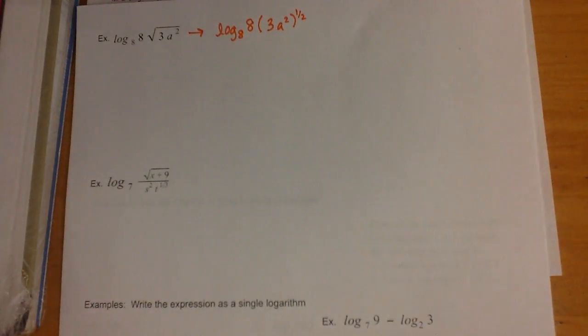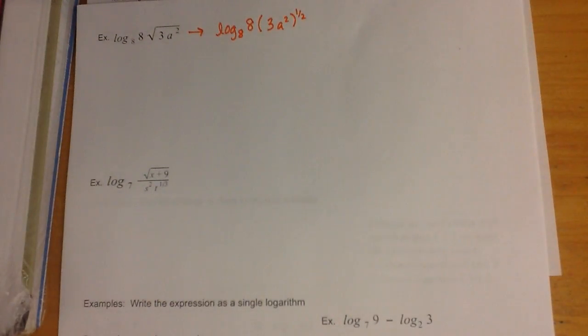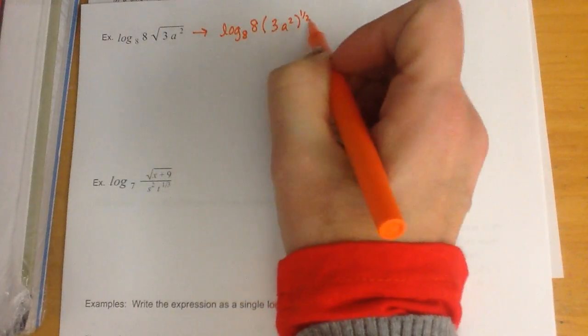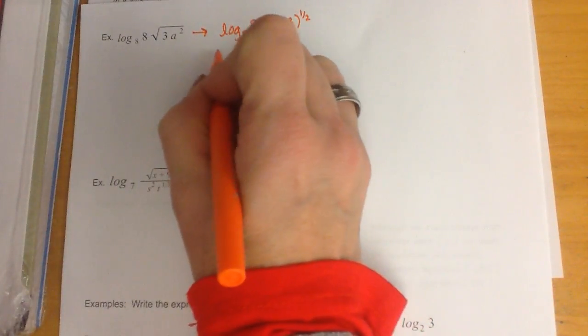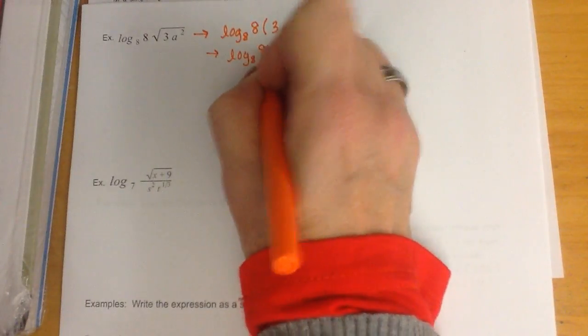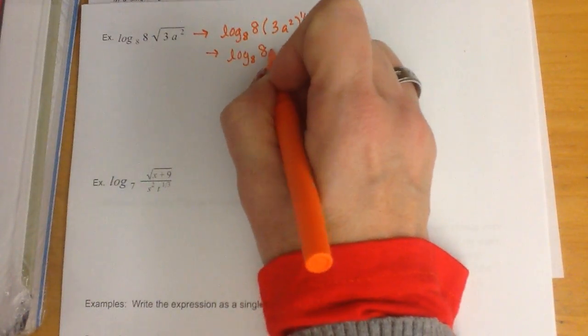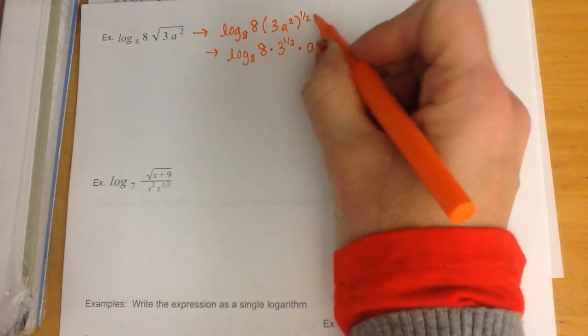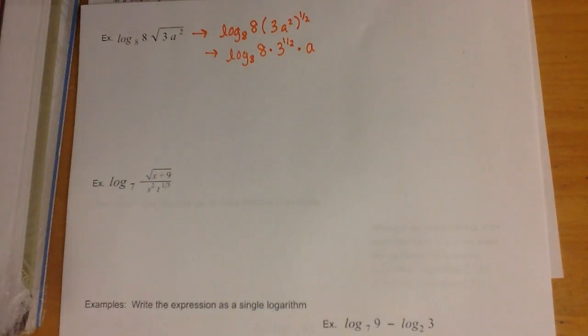And then remembering about exponents, that means that I can apply this power of 1/2 to the 3 and to the a squared. And remembering that I multiply my exponents when I raise a power to a power, that's log base 8 of 8 times 3 to the 1/2 times a to the 2 times 1/2, which just gives me a to the 1. So I would just leave that as a with no written exponent, which means it's an exponent of 1. Now I can move them into their own log homes.